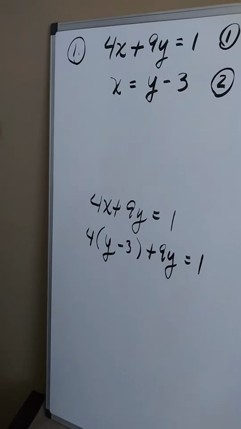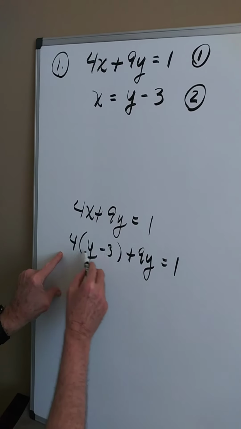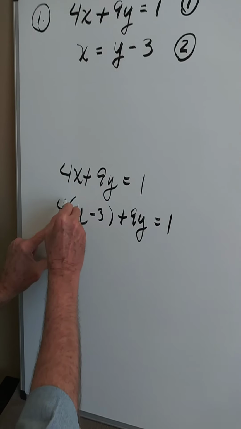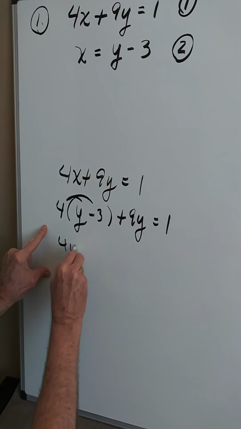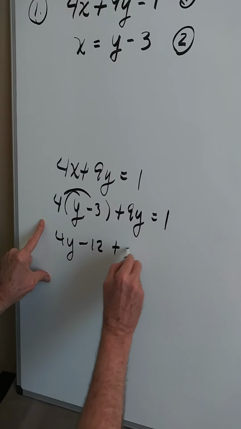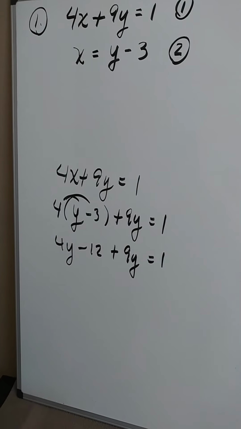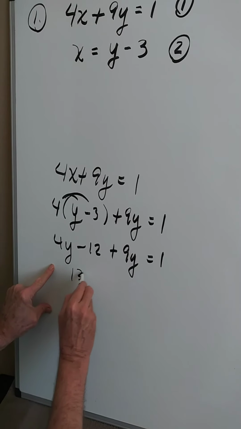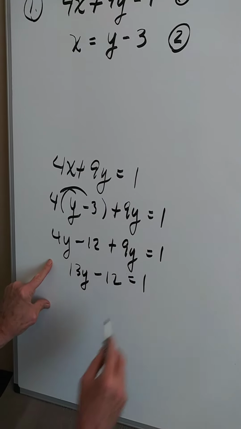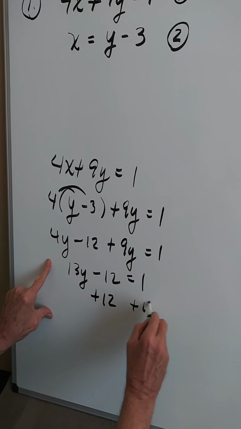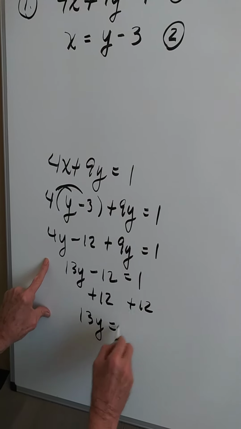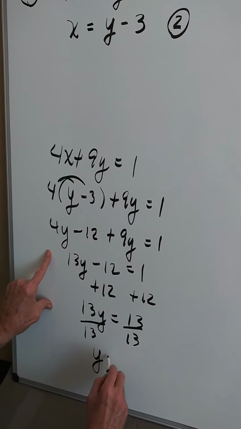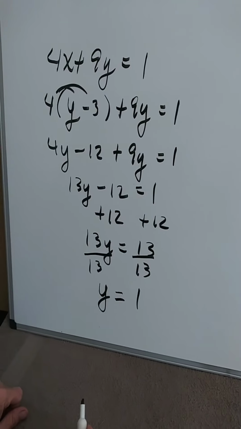Now look at this brand new equation that we've got. It's an equation that only contains the variable y. So let's just solve this equation for y. Got to distribute. 4y minus 12 plus 9y is equal to 1. Combine like terms: 4y and 9y, 13y, minus 12 is equal to 1. Positive 12, positive 12, 13y is equal to 13. Divide by 13 on both sides, and we get a pretty little value for y, which is 1.